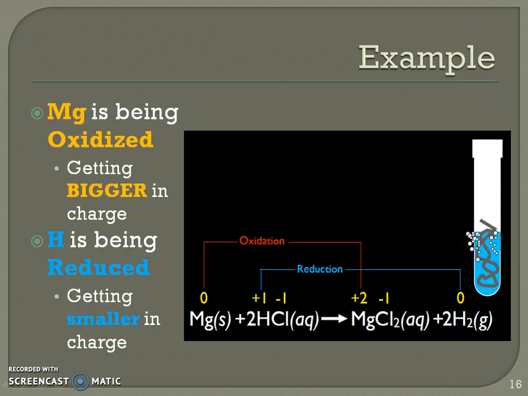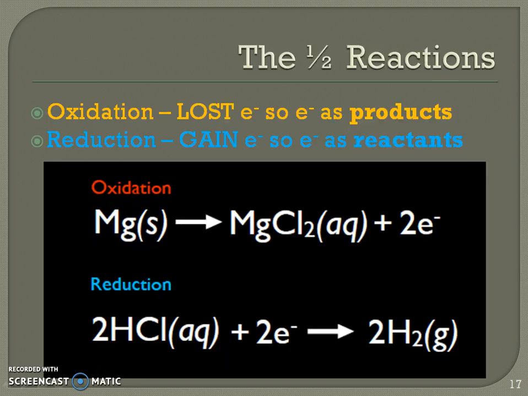He gave an example of magnesium with hydrochloric acid forming magnesium chloride and hydrogen gas. Well, here the magnesium is being oxidized because the charge is getting bigger. Here the hydrogen is being reduced because the charge is getting smaller. Well, what happened to the chlorine? Well, I will tell you that with almost all redox reactions that I've ever seen, there's only ever one element that gets oxidized and one element that gets reduced. Even if there is a third, fourth, or fifth element, those elements, their charges stay the same, which means the electrons are not being transferred within those particular elements.